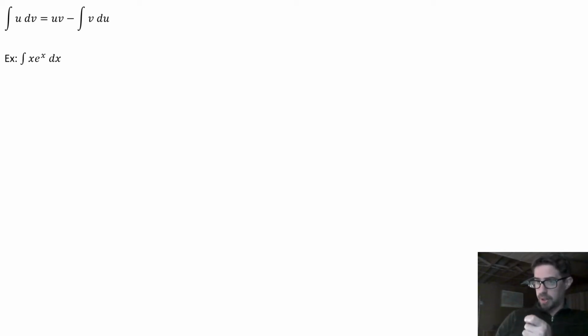But the general rule is you want to differentiate the one that gets simpler. If u were e to the x, my du would still be e to the x, so that doesn't seem simpler. If I pick my u to be x, the derivative of x is just 1, so that du would essentially go away. Usually if it's x times a function, you're going to pick x to be your u, but not always. That's why it's a technique, not a rule. Okay, so my u is going to be x, and my dv is going to be e to the x dx.